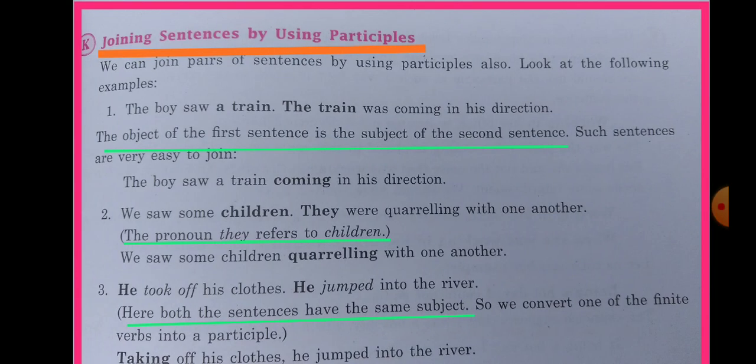Now, what is the use of the participle? It can be used to join two sentences. In which situation? In the situation when two actions are happening at the same time, then we can join the two sentences by using a participle. Like: the boy saw a train, the train was coming in his direction. It's very easy to join such kinds of sentences when the object of the first sentence is the subject of the second sentence. Then we can easily remove the subject of the second sentence, like: the boy saw a train coming in his direction. This is a use of the participle to join two sentences.